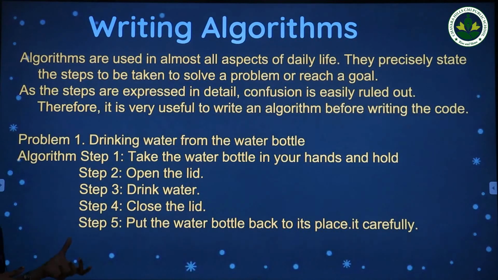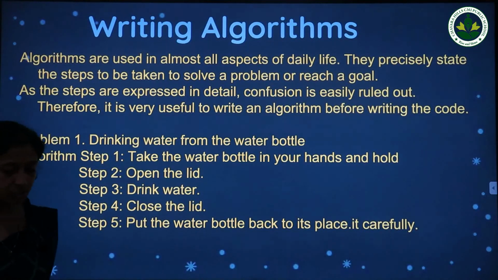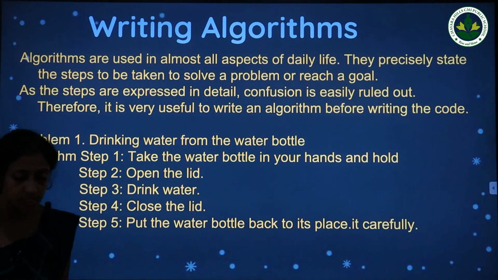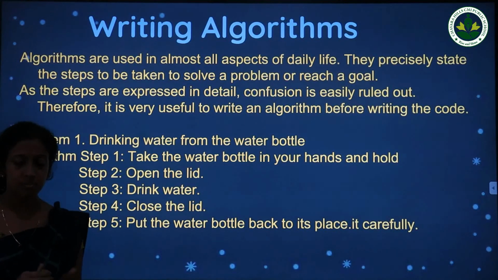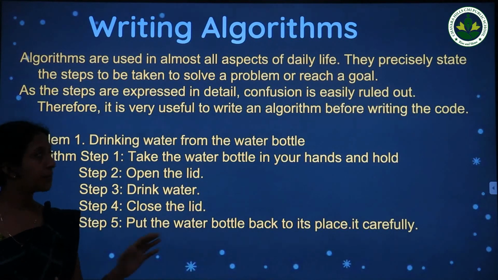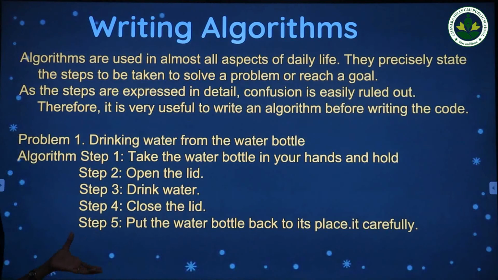It is easily understood when we look at this algorithm. There are no confusions. That is, an algorithm should be like this. It must be written in great detail so that confusion is easily ruled out. The next example, given in your textbook, is adding two numbers using a calculator. First step, enter the first number, then click the plus symbol, then enter the second number, and the last step is click the equal to symbol. So those are two easy algorithms given as examples.